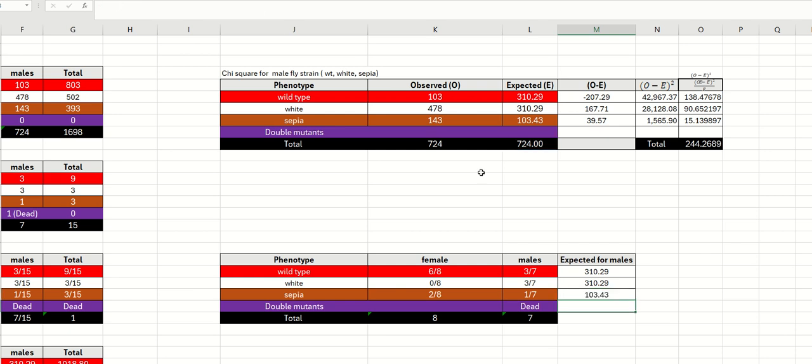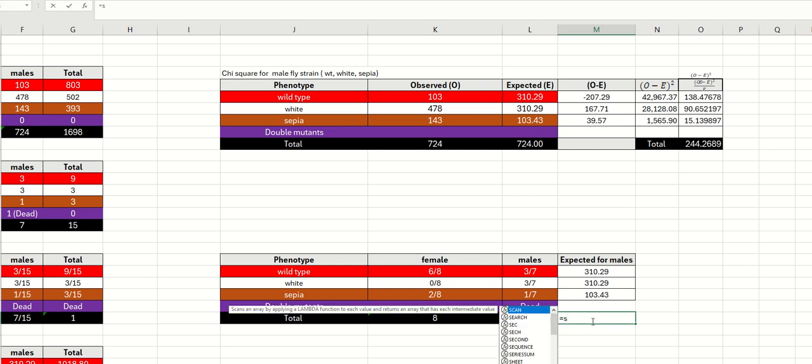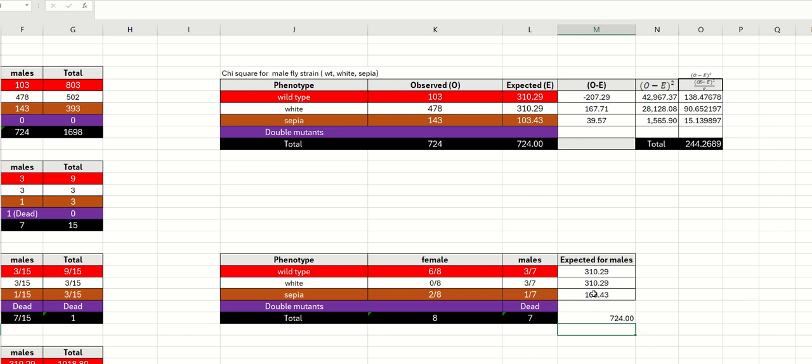And when you add these values, they should be 724 and 724. And you see 310, 143 and 143. So it's pretty easy, and this is how you do it. Here are the formulas that help you to calculate it.